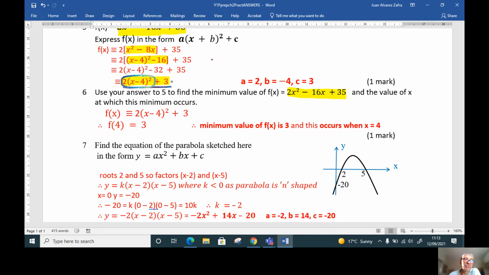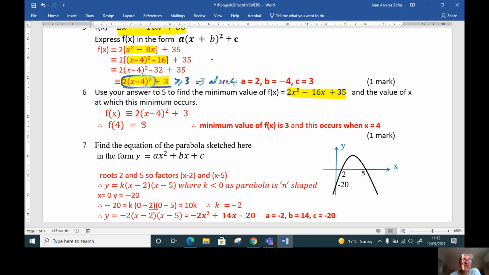So the whole thing, when we add 3, is going to be greater than or equal to 3, and it will be equal to 3 at x equals 4, because x equals 4 makes the bracket 0.